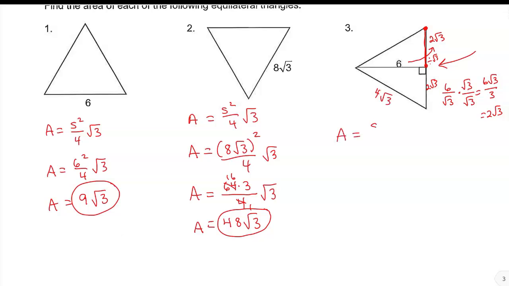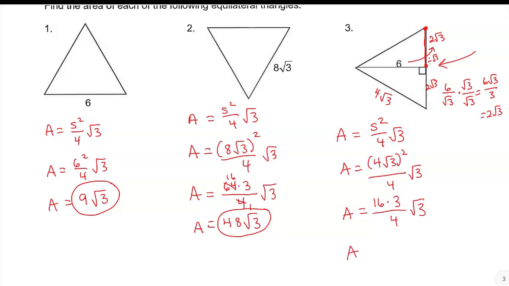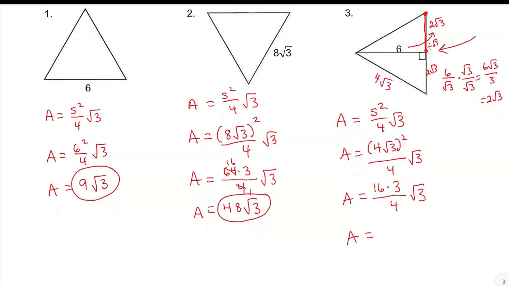Write your formula. Substitute 4 root 3 for s. The 4 gets squared, which is 16. Root 3 gets squared, which is 3. The 4 does cancel with the 16 and leaves a 4 behind. 4 times 3 is 12. So the area of this triangle is 12 root 3.